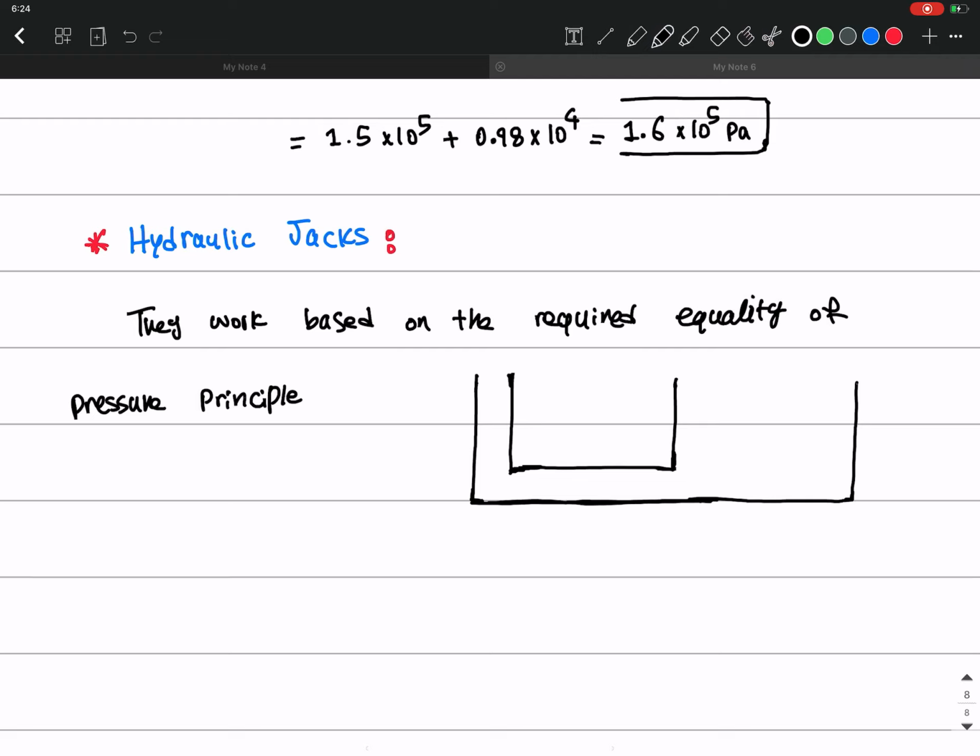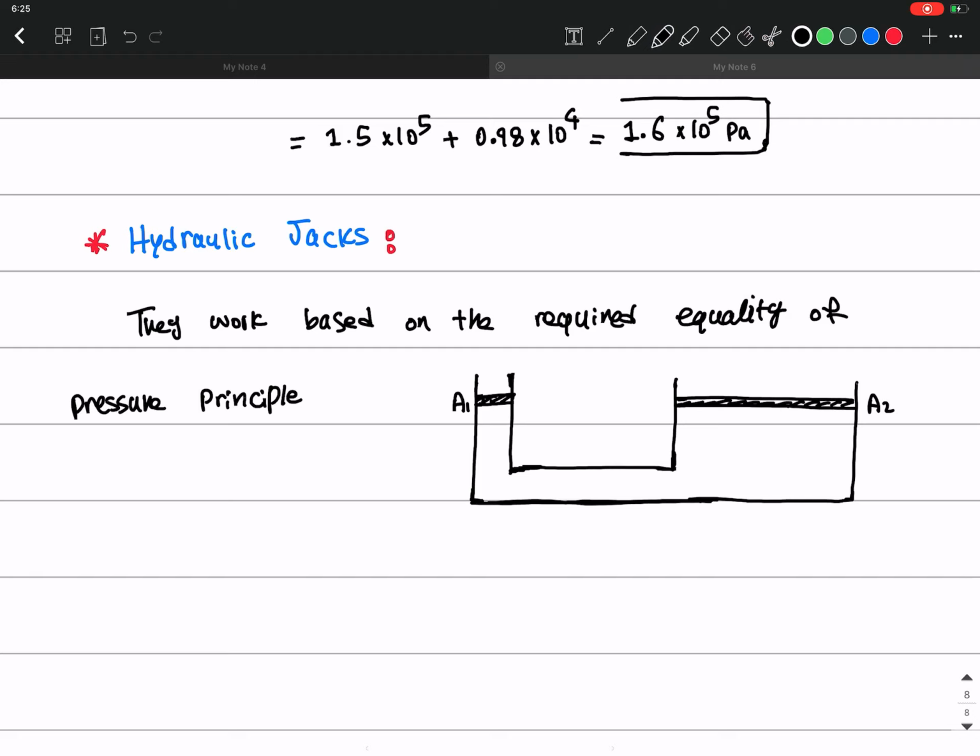Okay, so you have one area here, and these two areas are different. So we have two cross sections, one A1 and the other one is A2. And we need to have the same pressure in both of these, right?